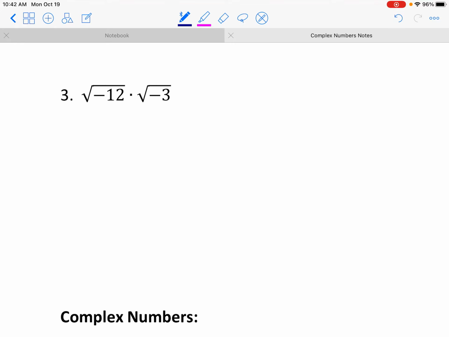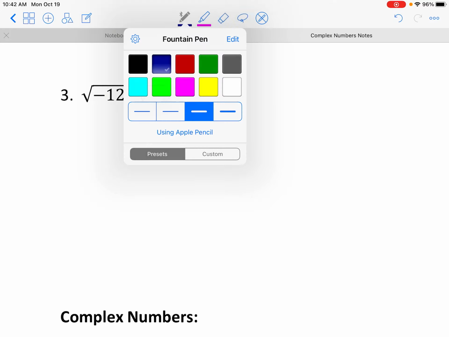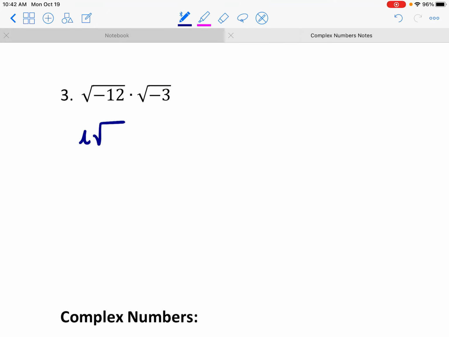So it's really easy to say, oh, this is just the square root of negative 12 times negative 3, which would be a positive 36. But again, that multiplying of radicals, that's a real number property that we're not going to be able to apply here. What we want to do is simplify those negatives first. So I'm going to make this an i times a radical 12, right? The negative comes out as an i, and then an i times a radical 3, and now I can multiply.